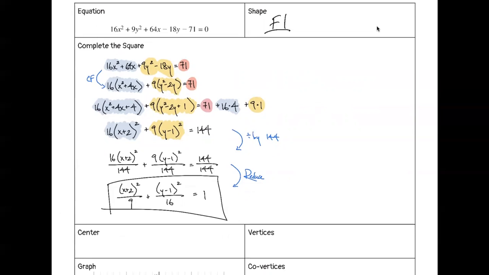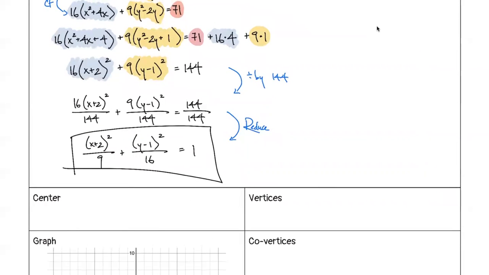Bingo. We have an ellipse. And if this were a 9 and the second number were also a 9, we would not have an ellipse, but we would have a circle. So similar. This plus sign though, that better be a plus. If that's not a plus sign, we're going to get a different shape.